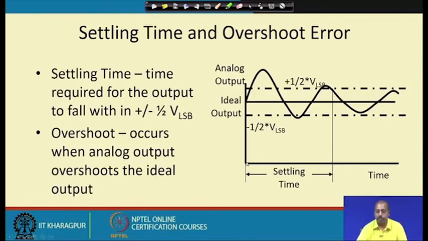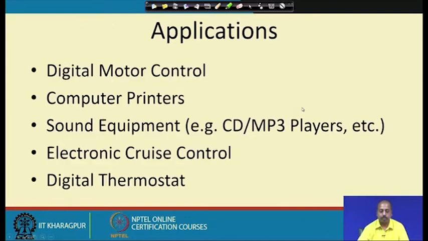So, the time needed from the change in the digital input until the analog output comes within plus or minus half VLSB is the settling time for the DAC. And overshoot occurs when the analog output overshoots the ideal output. This is the overshoot. Whether it is desirable or not is a question. Sometimes, if the circuit is too sensitive, we may not like this overshoot to be there, but it cannot change instantaneously, so normally we get a behavior like this.